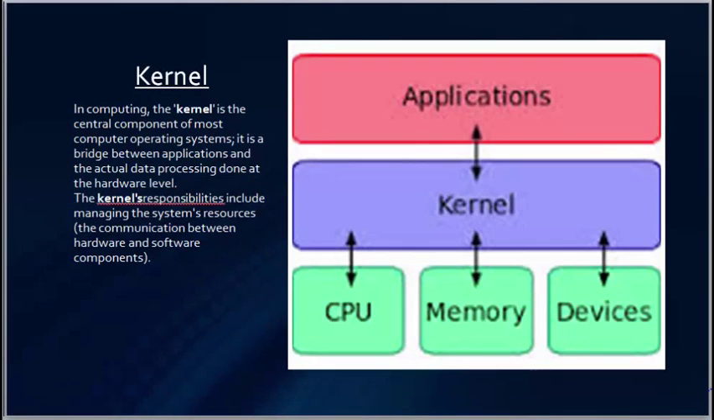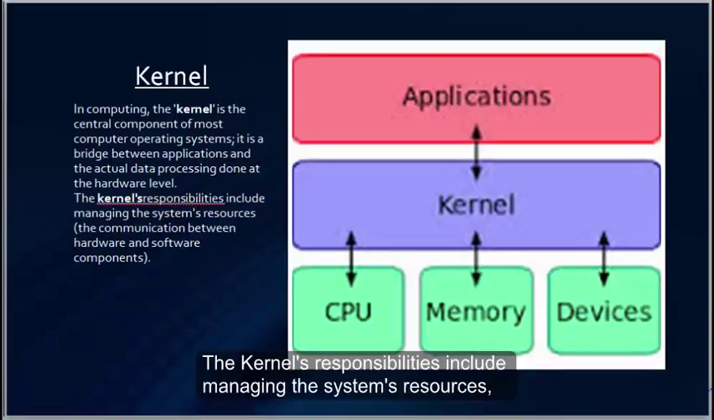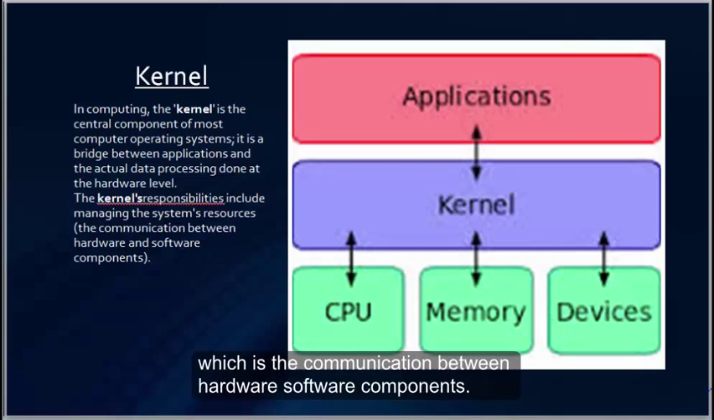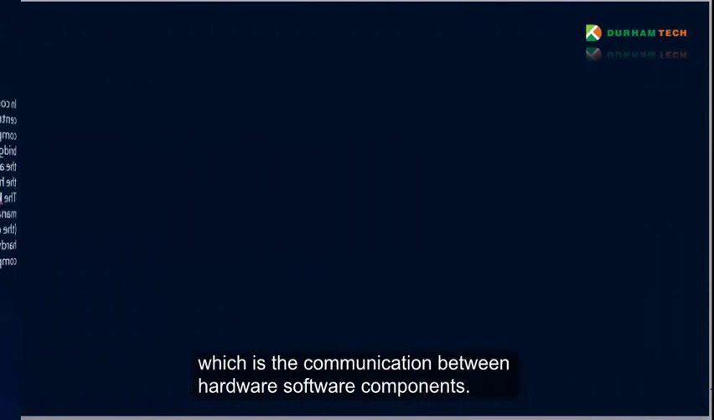The first component is the kernel. The kernel is the central component of most operating systems. It is a bridge between applications and the actual data processing done at the hardware level. The kernel's responsibilities include managing the system's resources, which is the communication between hardware and software components.